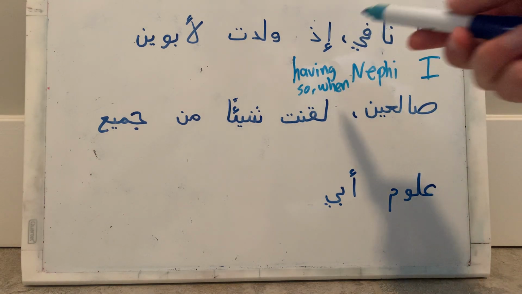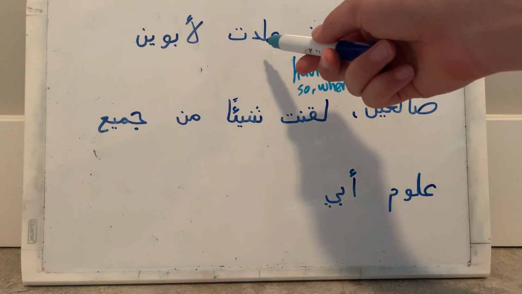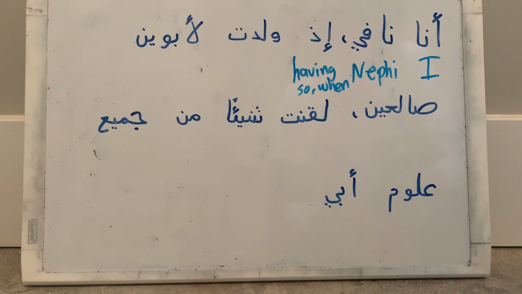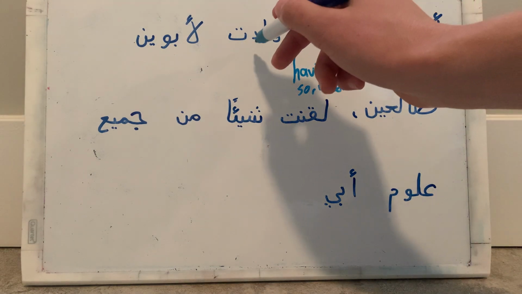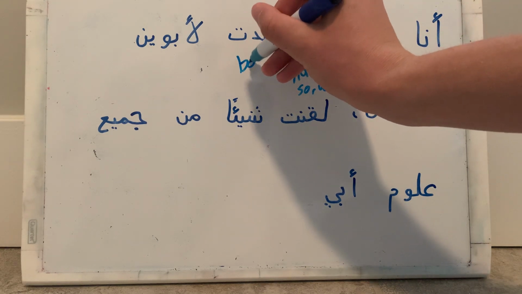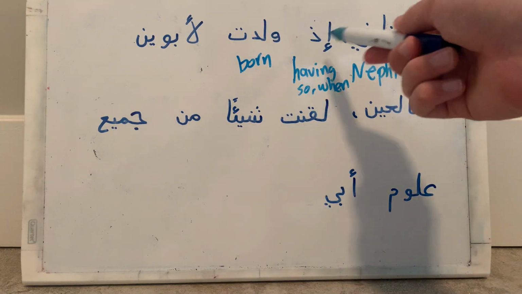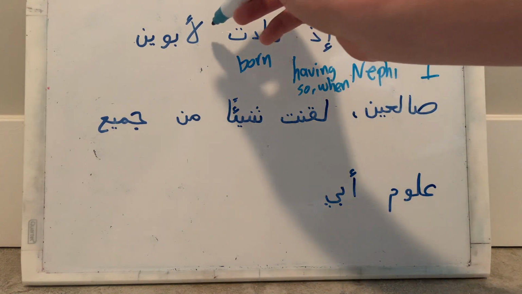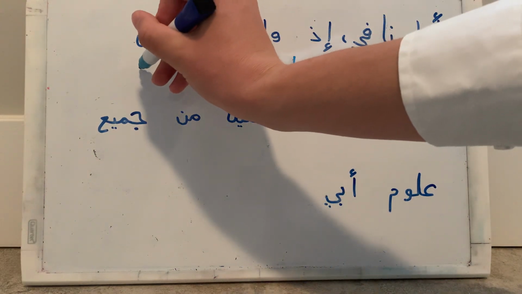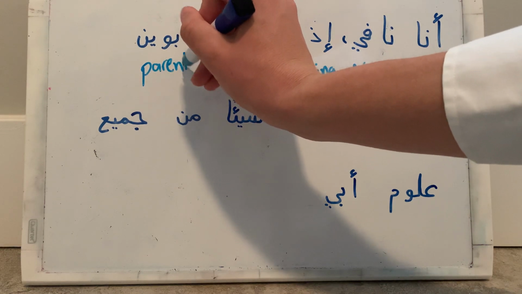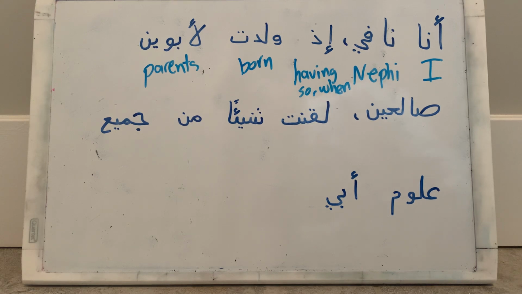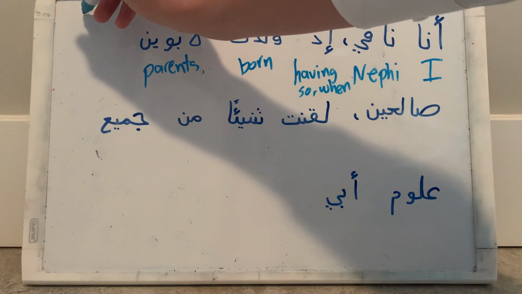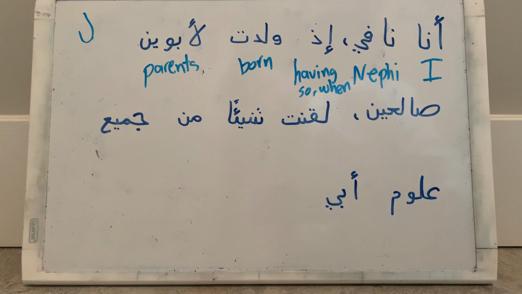So, I, Nephi, ina Nephi, idh, when, wulida. How do you pronounce that? Wulida. Okay, and that means born. So, when at some time I was born, or having been born, li-abawayn. Ignore the li right there. Abawayn means parents. There are many ways of saying parents in Arabic; this is just one of them. The lam, we've talked about before what the lam does. The lam means a ton of things in Arabic, but one of them in this case is "having been born of."